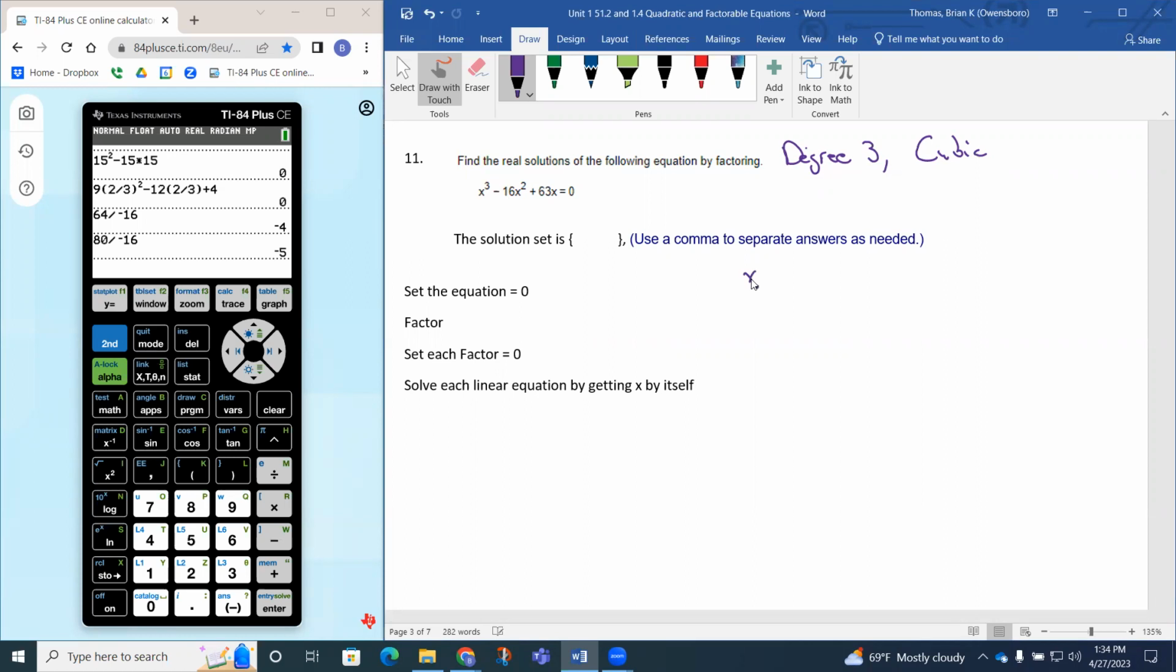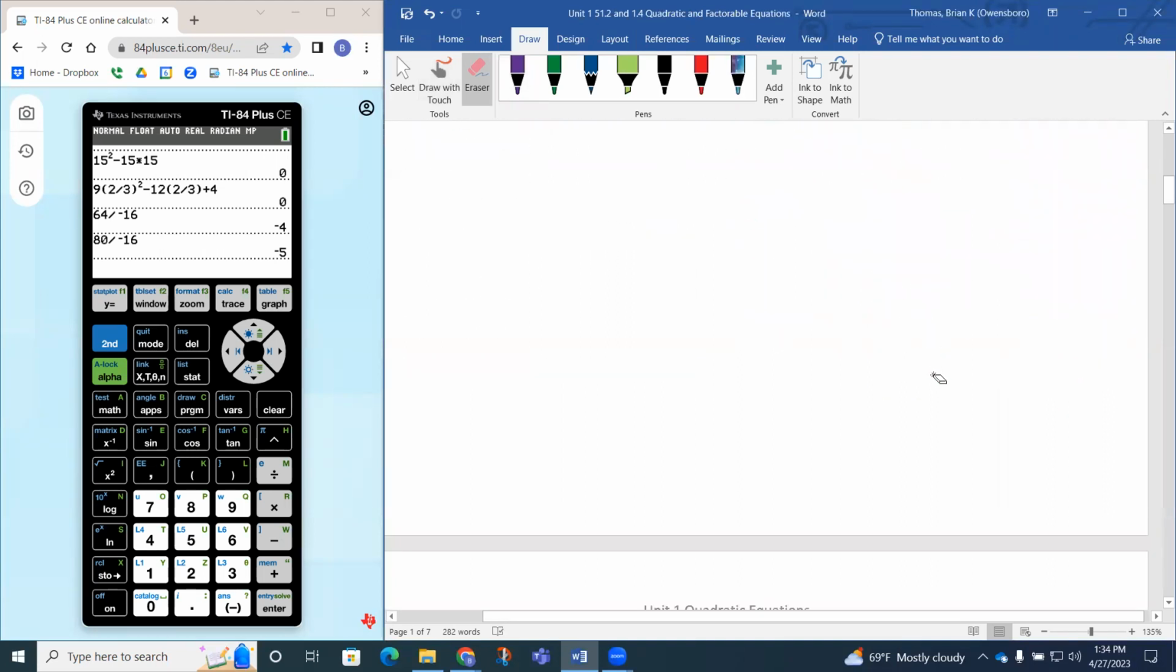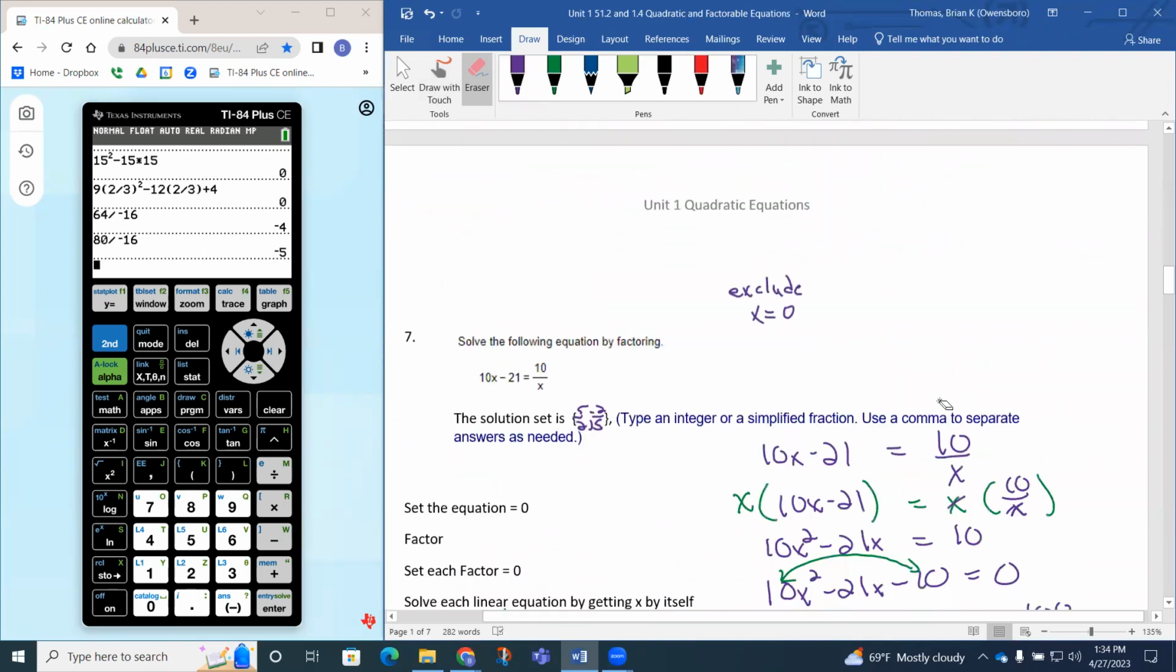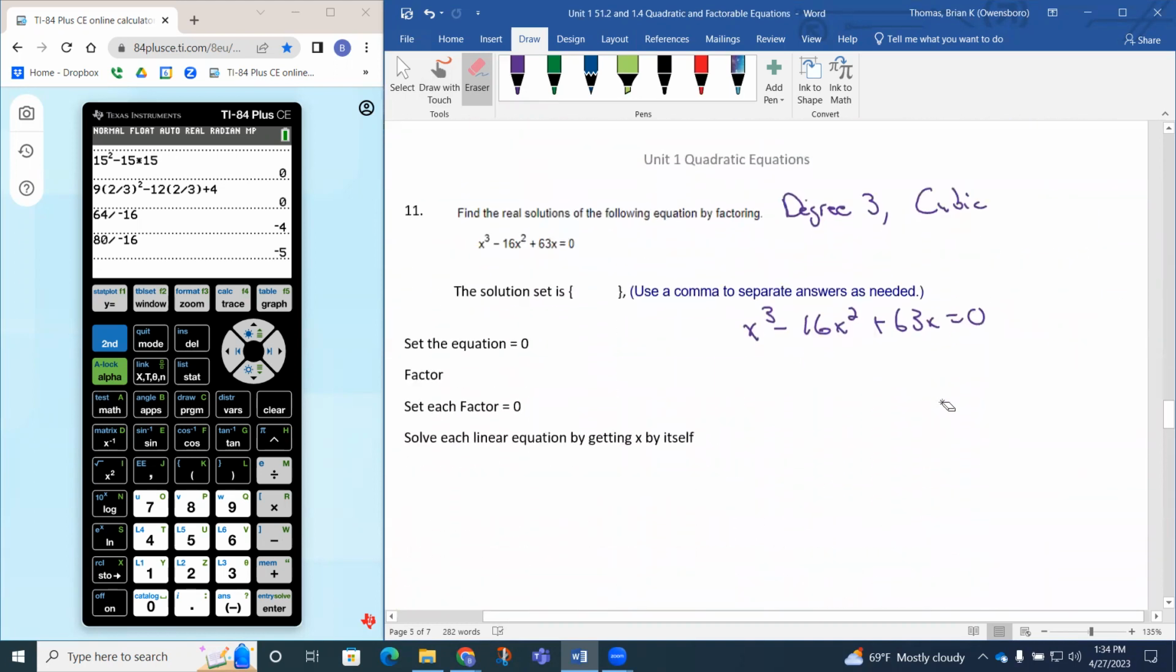So if I rewrite this equation, x cubed minus 16x squared plus 63x is equal to 0. Notice that we can set this equal to 0. So what we can do is try to factor this. Hold on, let's back up here. So what is our set equal to 0? Since the set equals 0, our next step is to actually factor.